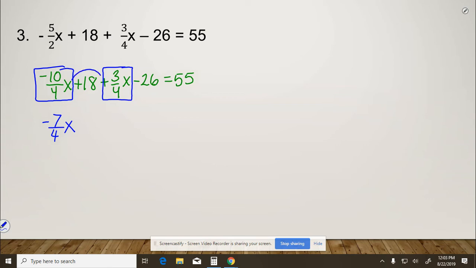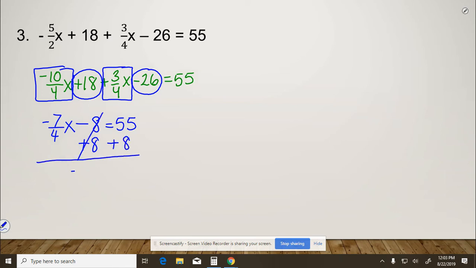Then we can combine positive 18 and negative 26. 26 is bigger than 18, so that's going to result in a negative. Different signs, I find the difference. 26 minus 18 is 8, so it's negative 8 equals 55. Now I have an equation that is much easier to solve. We start by getting rid of the constant, which is negative 8, adding 8 to both sides.